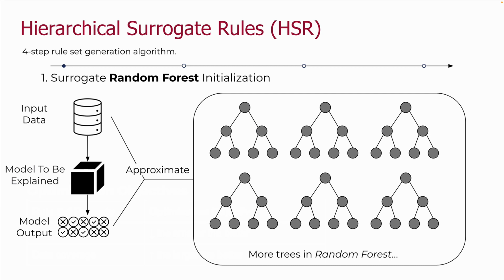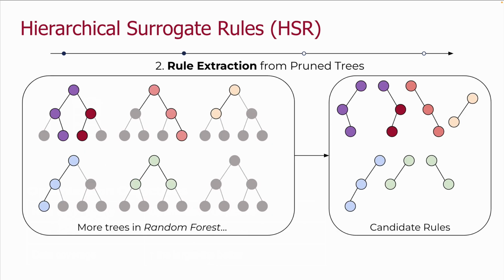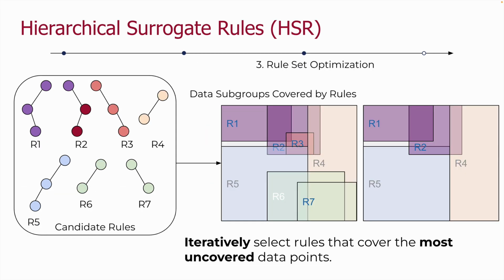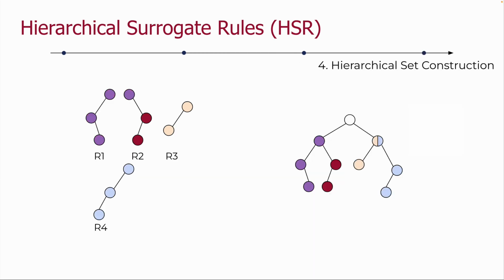After defining the rule constraints and optimization objectives, we follow a four-step rule set generation algorithm to generate hierarchical surrogate rules, which includes, firstly, surrogate random forest initialization, and then rule extraction from pruned trees based on rule constraints, and then rule set optimization, and in the end, the reconstruction of the rule set for the final hierarchical rule set. Please read our paper for more details about this algorithm and the experiments we have run for evaluation.